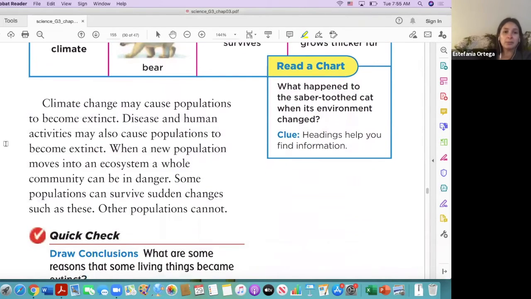All right, so climate change may cause populations to become extinct. Disease and human activities may also cause populations to become extinct. When a new population moves into an ecosystem, a whole community can be in danger. Some populations can survive sudden changes such as these. Other populations cannot.